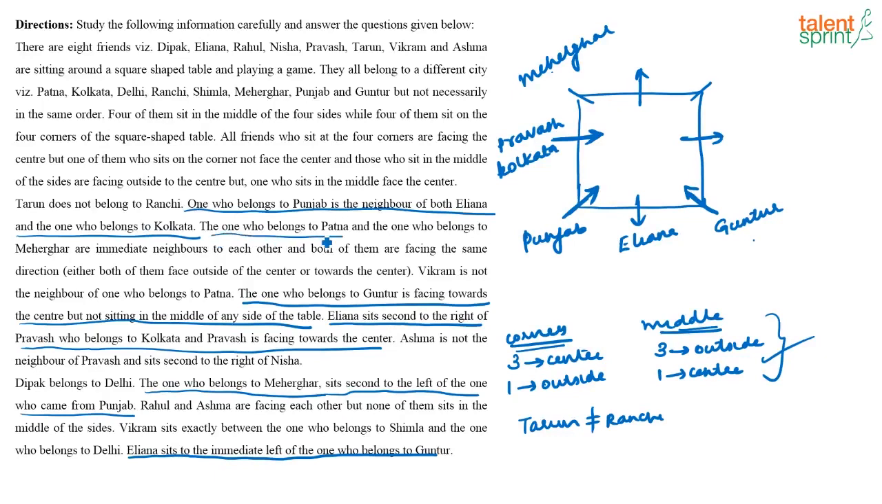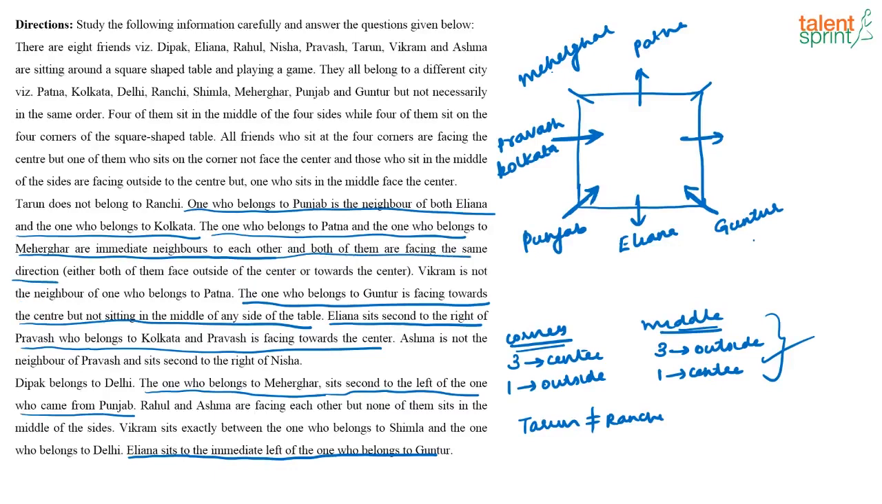Next, the person who belongs to Patna and the one who belongs to Mehergarh are immediate neighbors to each other. So if this is Mehergarh, this has to be Patna, because this is already Kolkata. So Patna and Mehergarh are immediate to each other, means this has to be Patna. And it is also given that Mehergarh and Patna are facing the same direction, right? See, and they are facing the same direction.